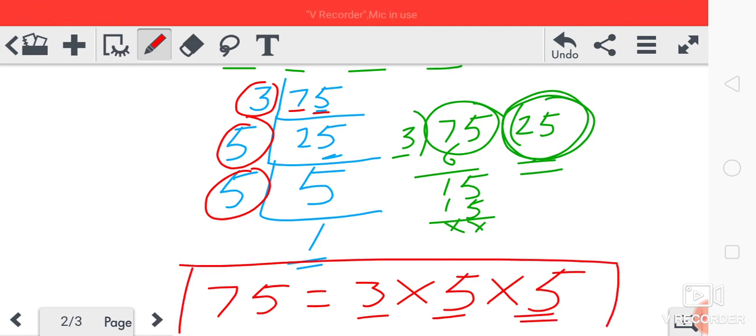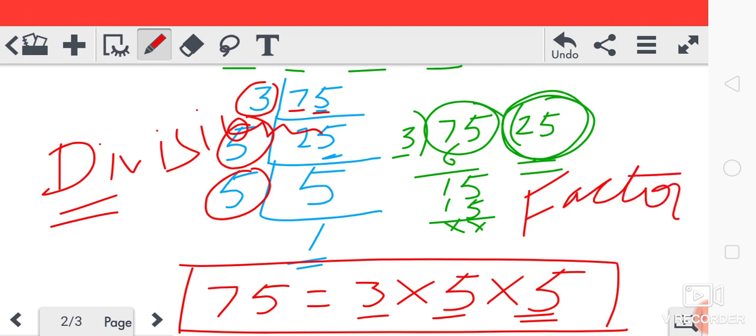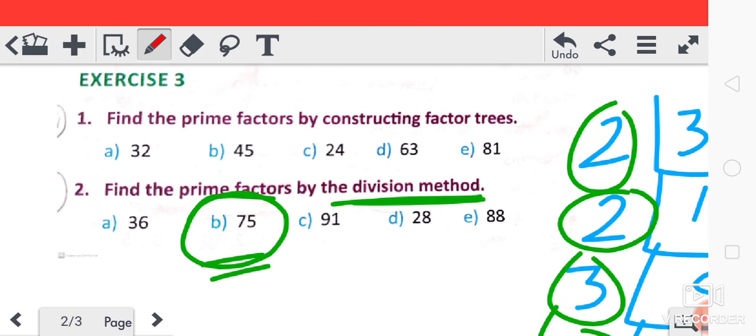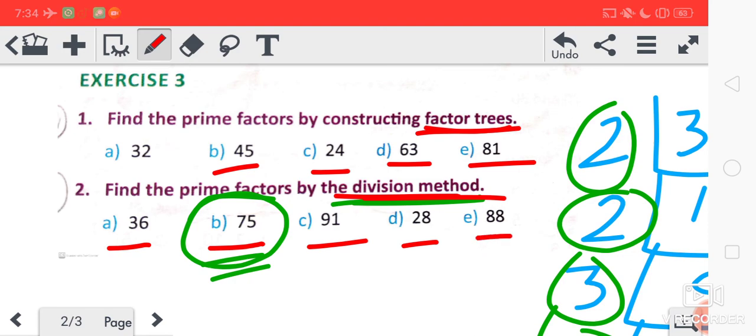So this is the method to find the prime factorization by the division method. This is called the division method. And earlier which method have we seen? Earlier the factor tree method. So two methods we have discussed. You can do the rest of the questions from exercise 3. By the factor tree method, you do 45, 24, 63, 81. Then by the division method, just now I have discussed 36 and 75, and the questions 91, 28, 88 you can do on your own.